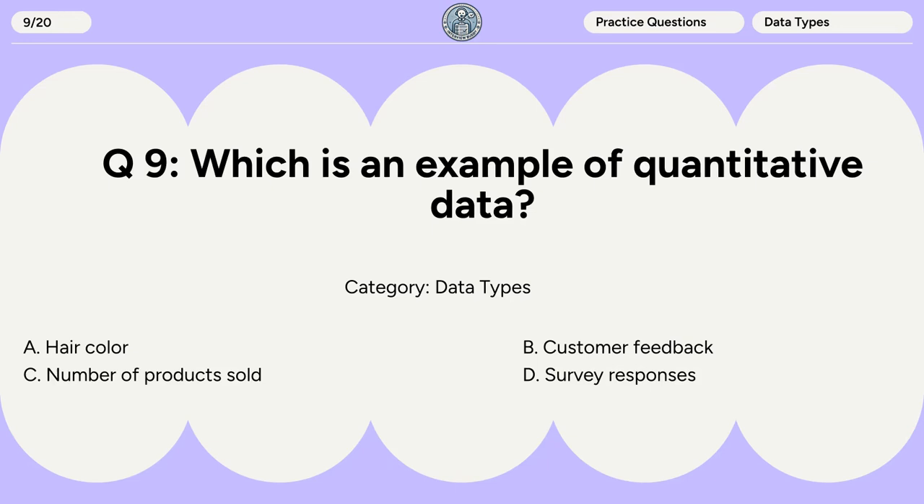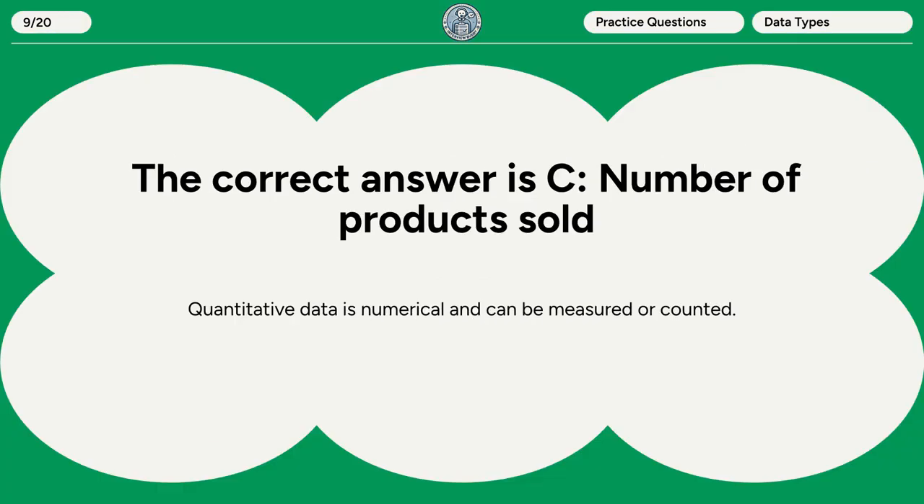Question 9. Which is an example of quantitative data? A. Hair color. B. Customer feedback. C. Number of products sold. D. Survey responses. The correct answer is C. Number of products sold. Quantitative data is numerical and can be measured or counted.